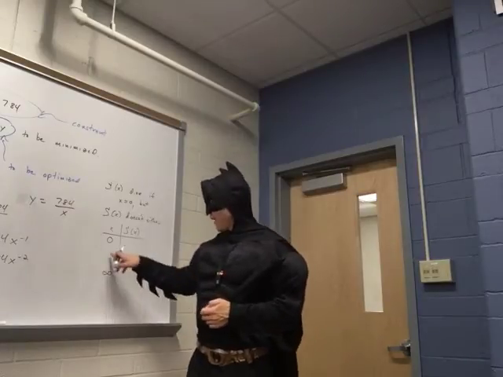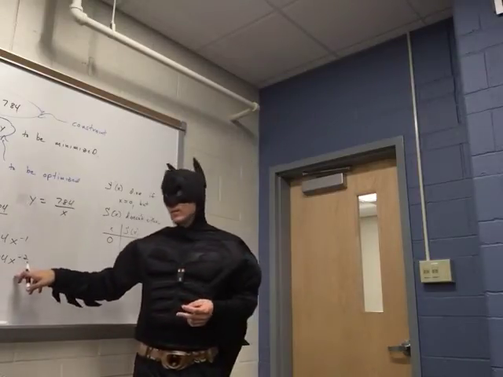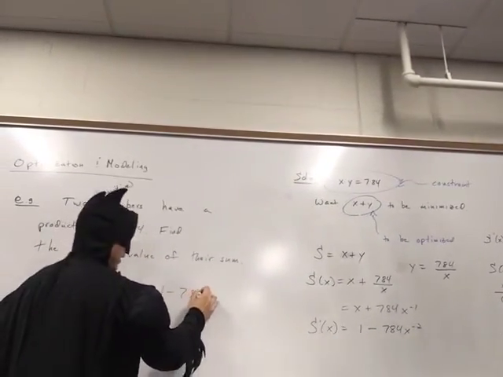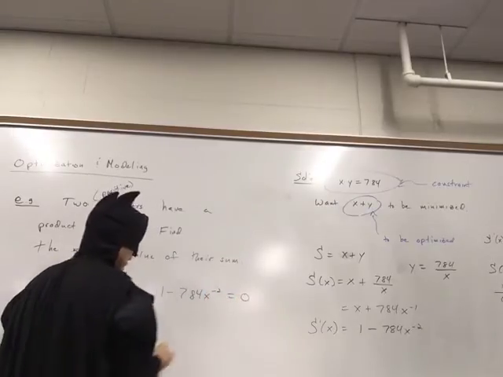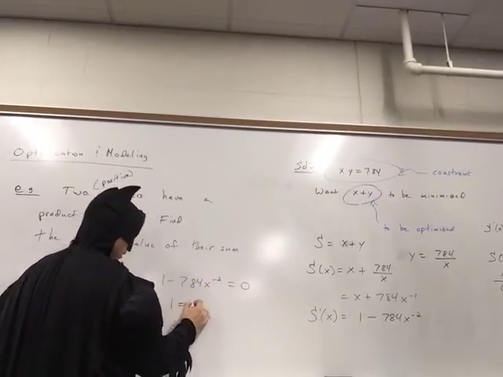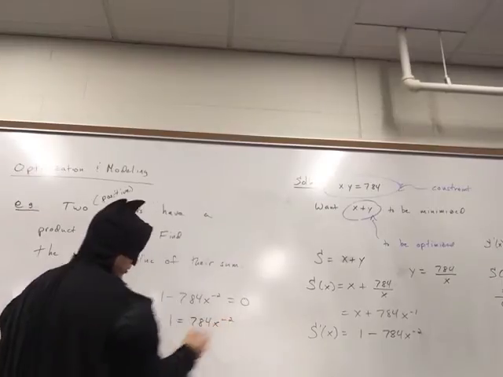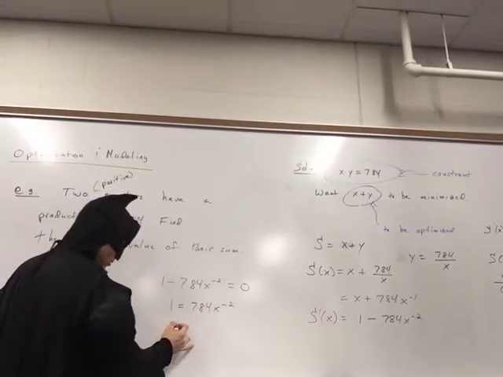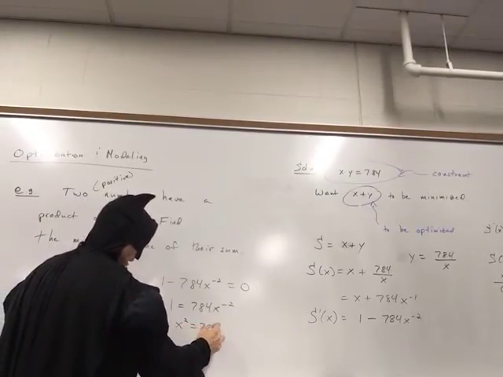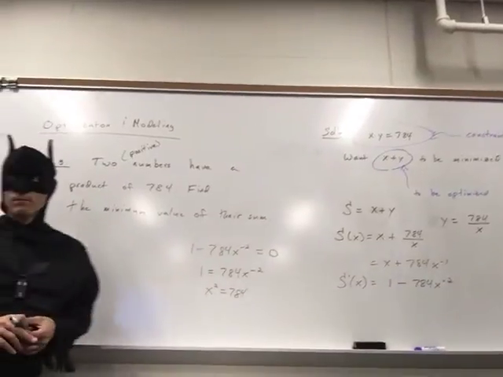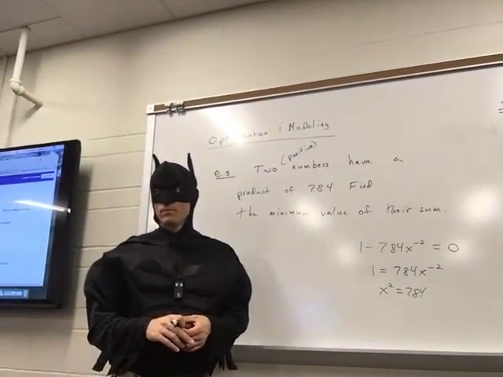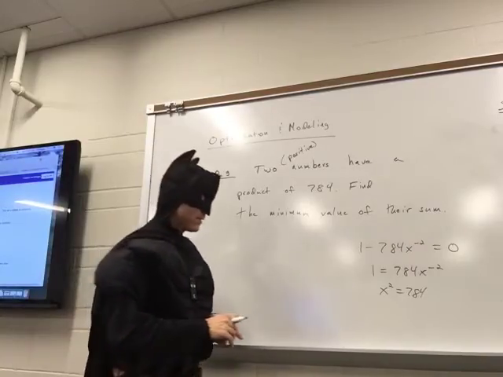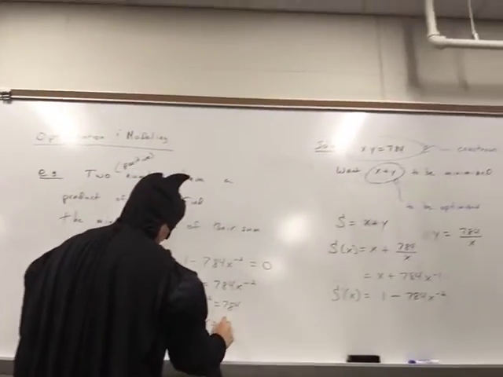Check. So to find the middle critical point, we set the derivative equal to 0. Taking 1 minus 784 x to the negative 2 equals 0, or that 1 equals 784 x to the negative 2. Doing this algebraically, multiply both sides by x squared: x squared equals 784. Which, if I'm not mistaken, gives you x equals plus or minus 28.